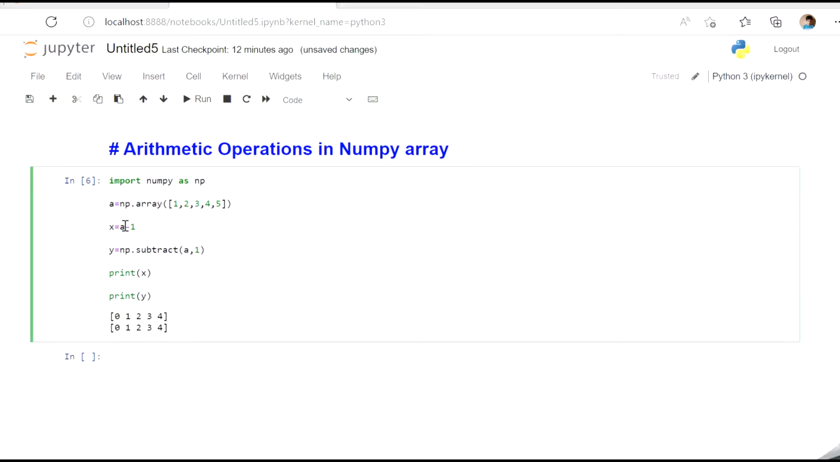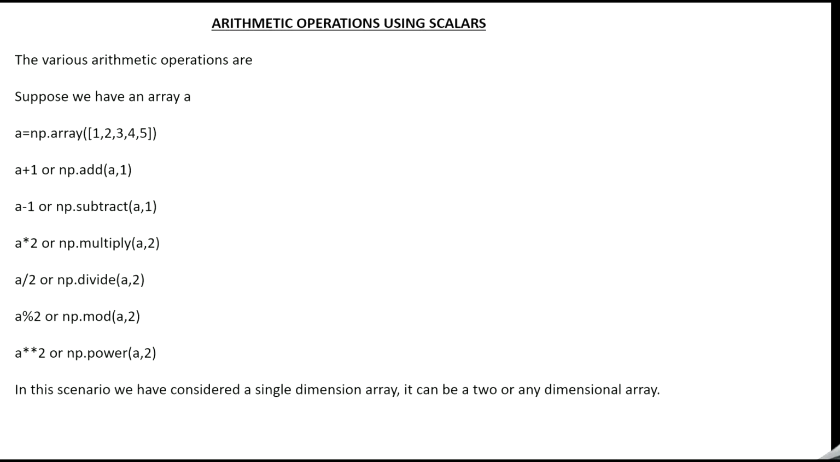And now if I say multiply into 1, then I use the mathematical function multiply a comma 1. So we get the same output. So a into 1 and np dot multiply a comma 1 both have the same output. So in this way we can perform plus, that is addition, or np dot add, minus or np dot subtract, into or np dot multiply, divide or np dot divide, modulo or np dot mod, power or np dot power.